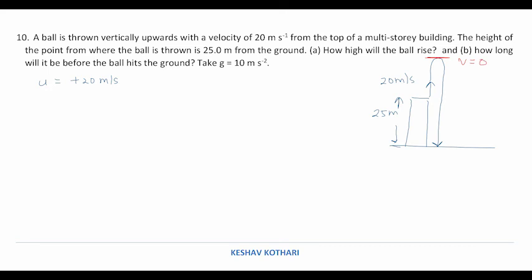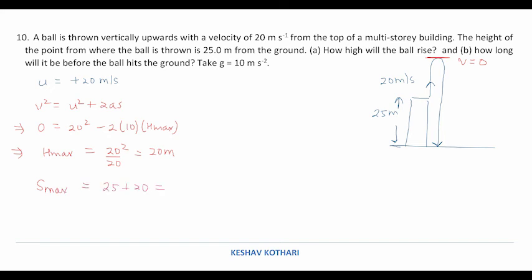So if we solve for the first part, we write it as v square equals u square plus 2as. And we obtain 0 equals 20 square minus twice into 10 into h max. So from here we obtain h max equals 20 square by 20, which is equal to 20 meters from the point of projection. And from the ground, the maximum displacement is going to be 25 plus 20, that is 45 meters.